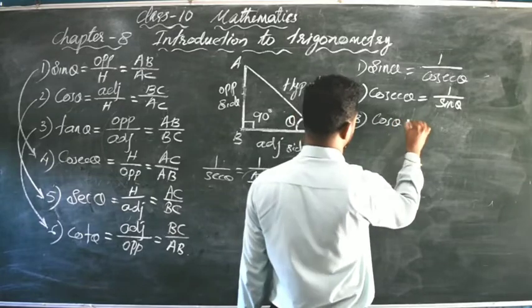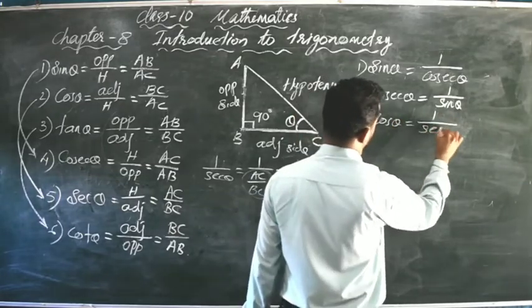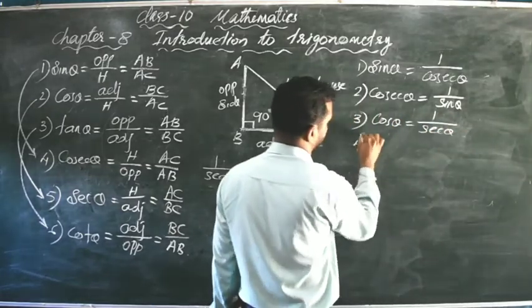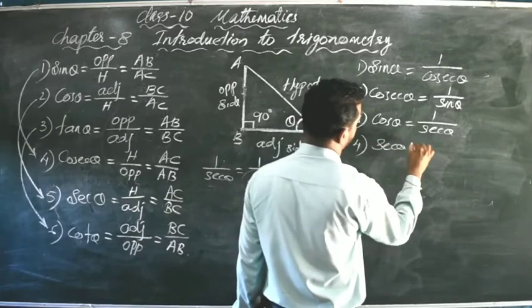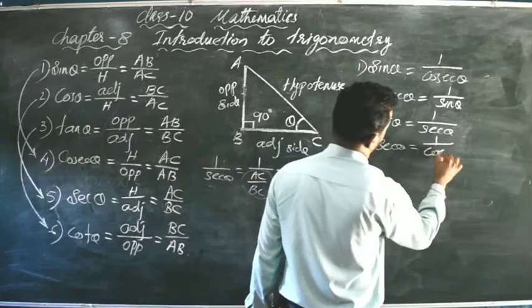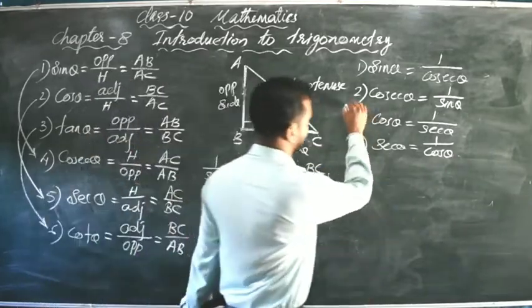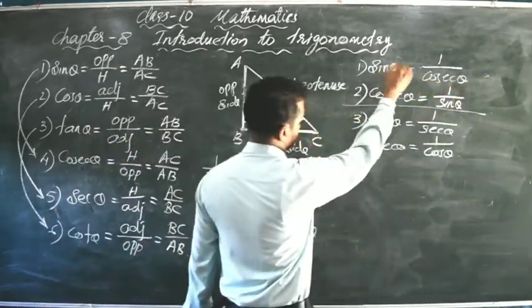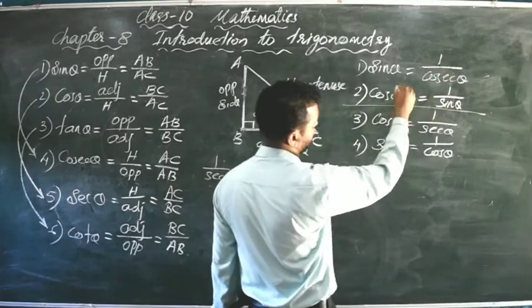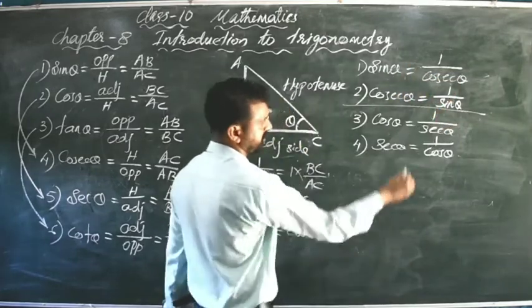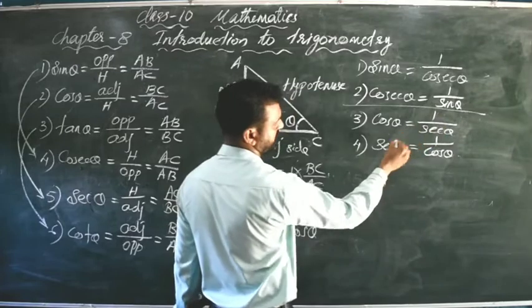Cos theta is equal to 1 by sec theta. Then just the opposite, we can also write sec theta is equal to 1 by cos theta, because they are reciprocal ratios. Sin theta is equal to 1 by cosec theta, then cosec theta is equal to 1 by sin theta. Cos theta is equal to 1 by sec theta, therefore sec theta is equal to 1 by cos theta.